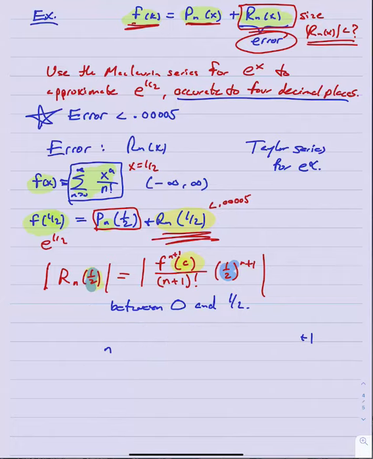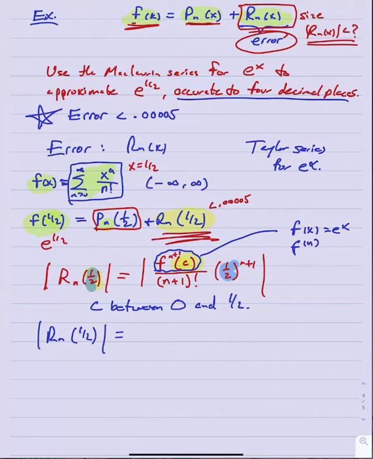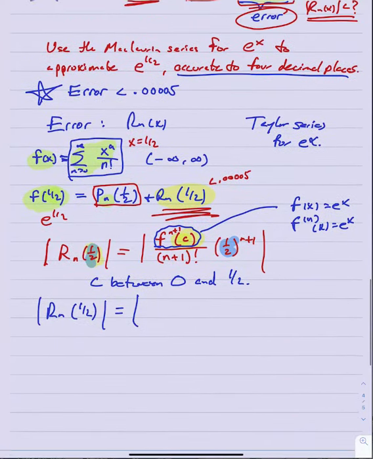Okay, putting all that together, I have the absolute value of R_n of 1/2 is equal to... All right, so let's look at what we've got inside absolute values here. For starters, we've got this n plus first derivative of c. Remember, what is our f of x here? It's e to the x. And what's one of the nice things about e to the x? All the derivatives are e to the x. So that means this guy should be e to the c over n plus 1 factorial times 1/2 to the n plus 1.